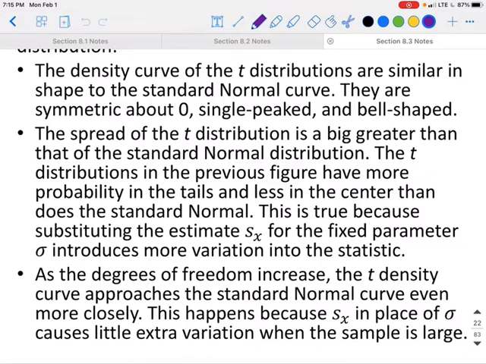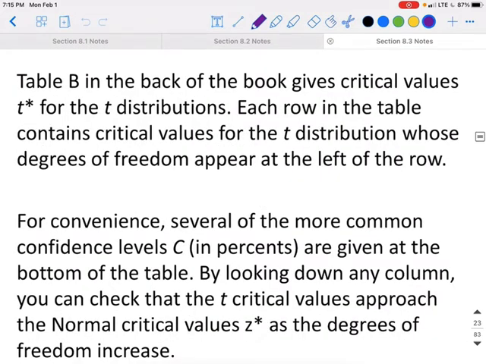standard curve. This is true because substituting the sample standard deviation for the fixed parameter of the standard deviation for the population introduces more variation in that statistic. And as the degrees of freedom increase, that t-density curve approaches the standard normal curve even more closely. So the larger the sample size, the more normal it's going to be. This happens because using the sample standard deviation in place of the standard deviation for the population causes a little extra variation when the sample is large.